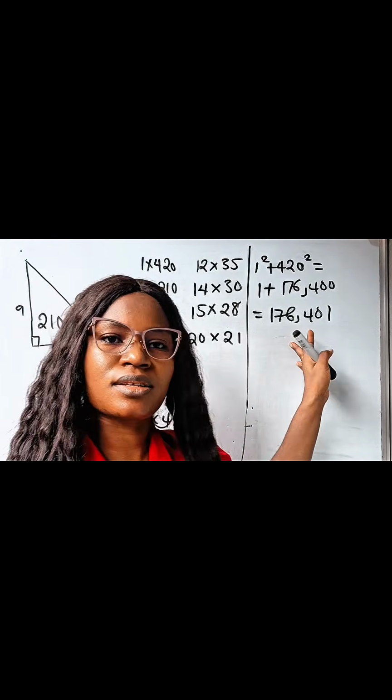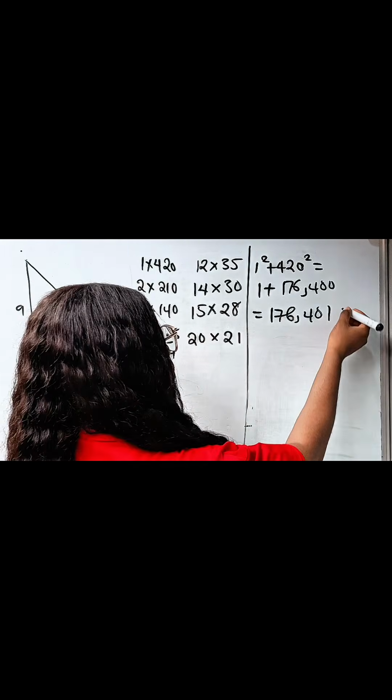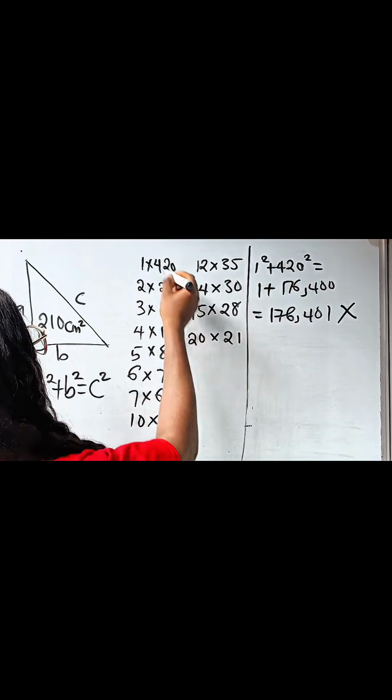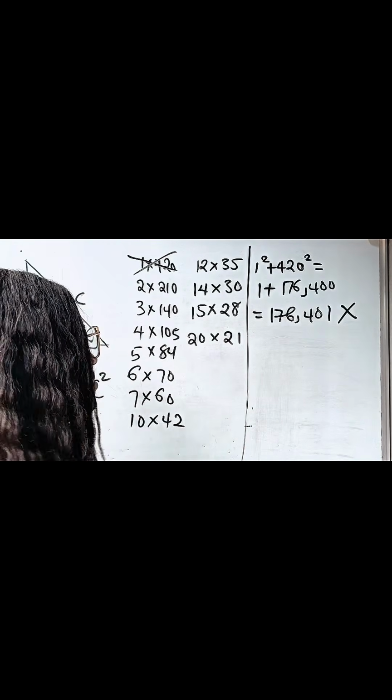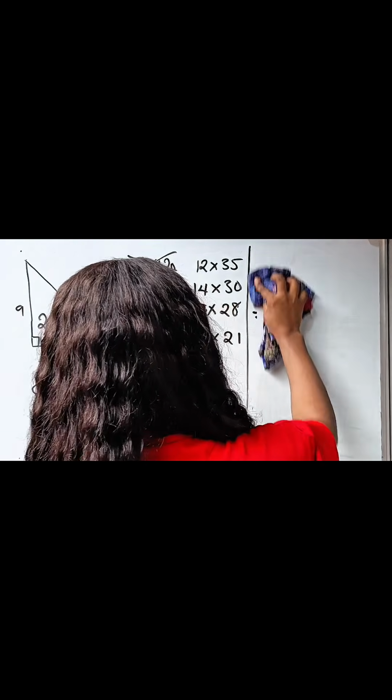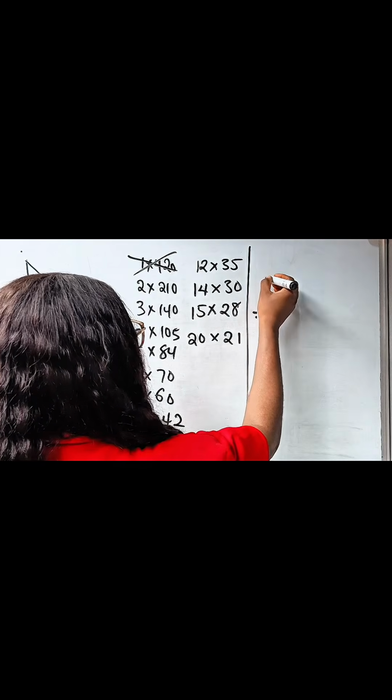But by me looking at this, this is not a perfect square, so we are not going to use this. We continue our searching. Now let us go to the second one. 2 times 210.